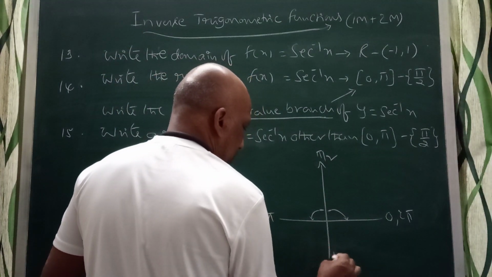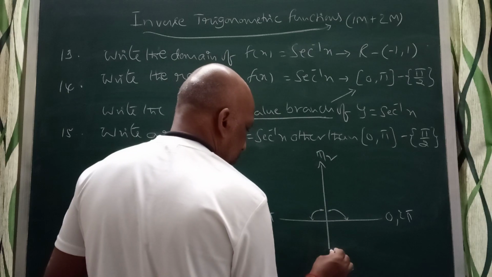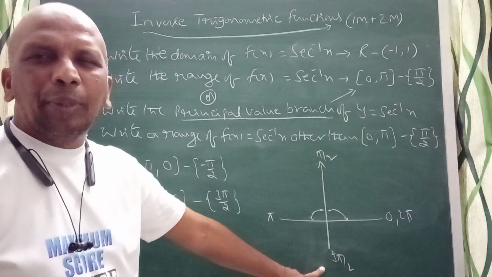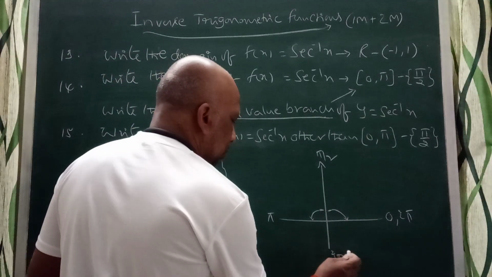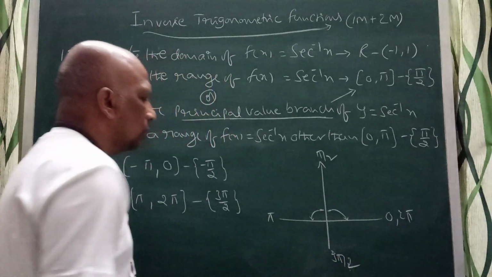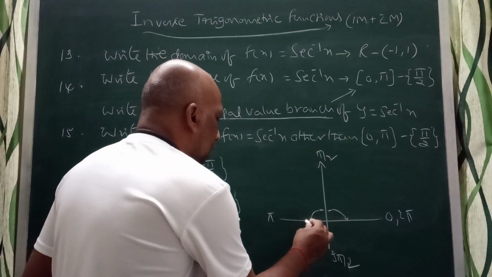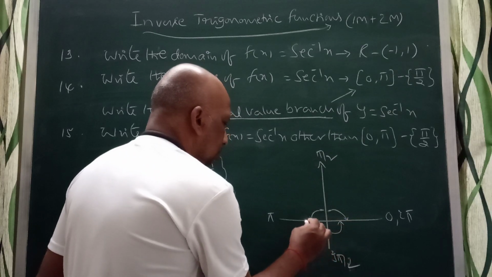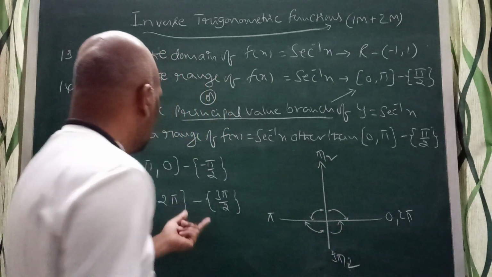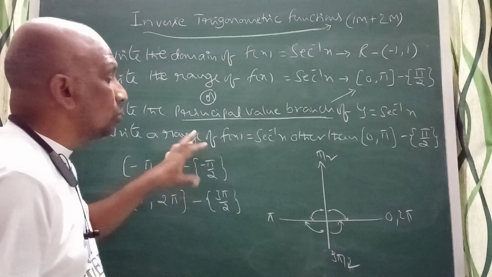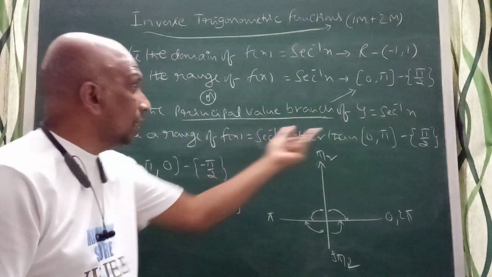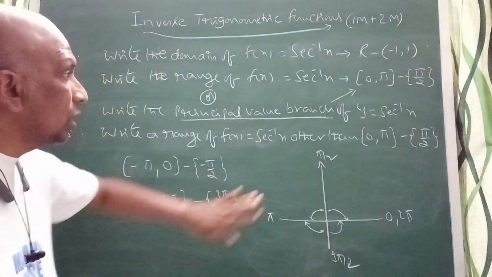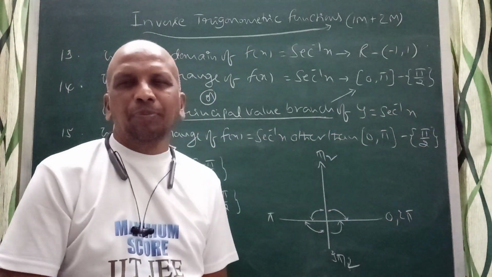So this value is 3 pi by 2. Excluding that value, I can consider pi to 3 pi by 2 like this and 3 pi by 2 to 2 pi like this. I can't consider 3 pi by 2. These are the possible intervals to decide the range of this function other than the principal value branch interval. But this is known as the principal value branch.